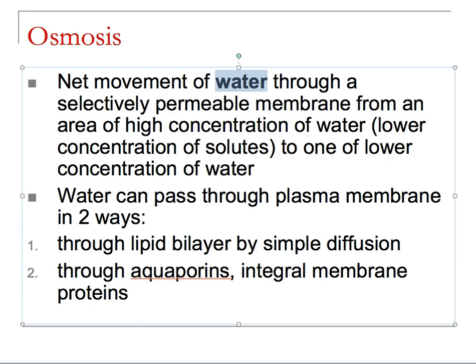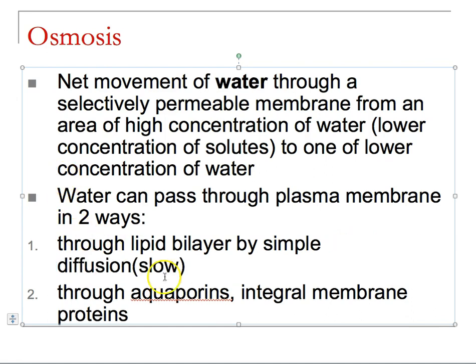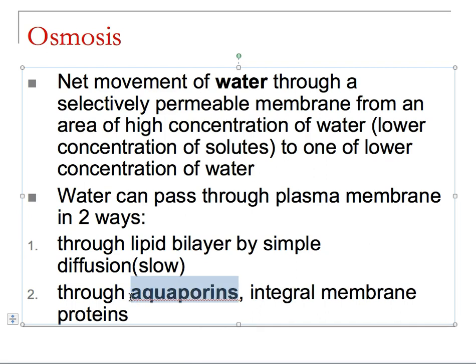And water can pass through the plasma membrane in two ways. Through a simple diffusion mechanism through the membrane itself, which is really slow, right? Or through a series of proteins that are integral membrane proteins that I mentioned to you already. These are called aquaporins. We see many versions of these in the course of AMP1 and AMP2. Generally, though, we only talk about two of them, aquaporin 1 and aquaporin 2.